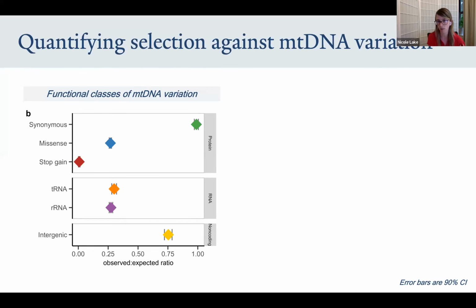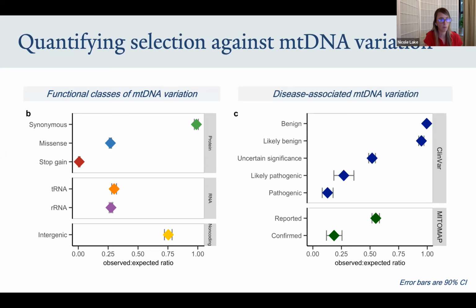And so we think that there may also be some pathogenic variation that's hidden within the non-coding functional elements. We also took this approach looking at disease-associated variation in ClinVar and MitoMap. And again, what we can see is that the ratio approximately correlates with classification, ranging from benign, which has a ratio of approximately 1, to pathogenic, which is close to 0. So this shows that our approach is also able to separate between pathogenic and benign variation.